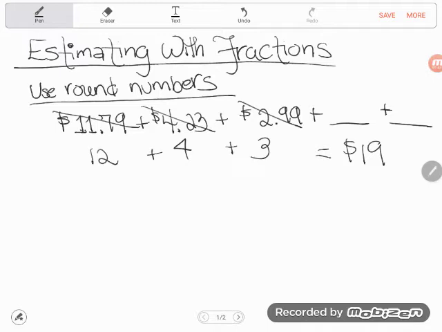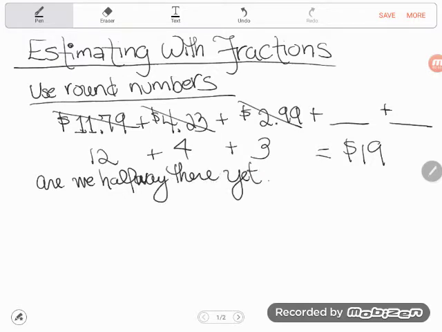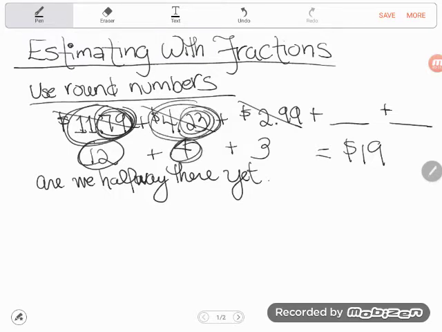Usually when we round numbers, we ask ourselves the question, are we halfway there yet? So of course, if we were talking about halfway to $1, that would be 50 cents. Half of $1 is 50 cents. So I chose to round $11.79 up to $12 because I had more than 50 cents. I chose to round $4.23 down to $4 because I had less than 50 cents. I wasn't really halfway there yet. I wasn't very close to 5. And then I chose to round $2.99 up to 3 because, again, I was really close to 3. I had more than 50 cents. I was more than halfway there. And that's how we've always rounded.